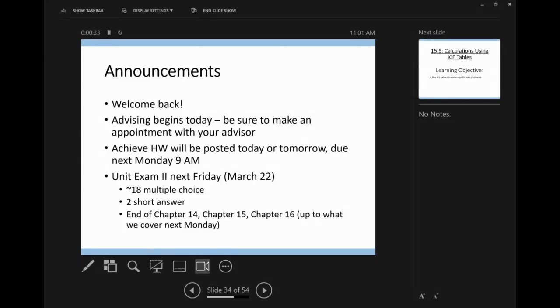And then next Friday, so in almost 2 weeks, but the end of next week, is the next unit exam. So this is unit exam 2. It is going to have 2 short answer questions, so I'll have a few more multiple choice. I'm thinking 18, and then 2 short answer. And then this will have the end of chapter 14, which is what was not on the midterm. So the Arrhenius equation is the first content in chapter 14 that wasn't on the midterm. So that will be on this assessment.